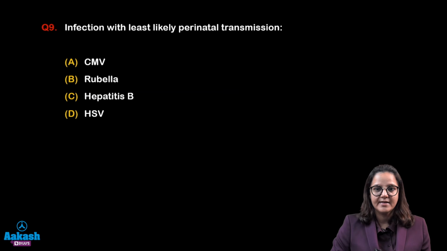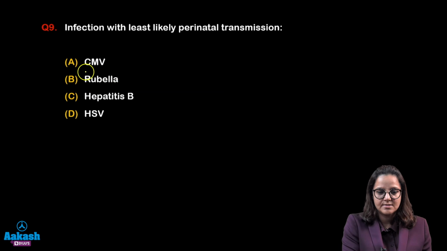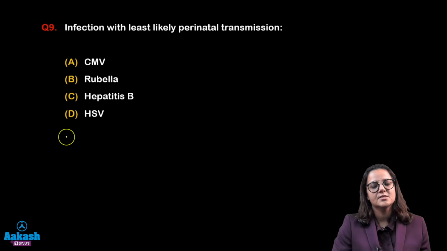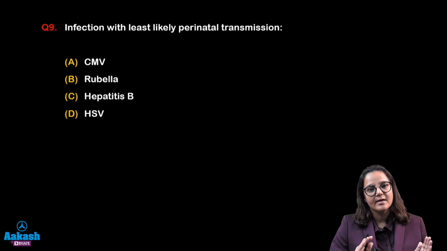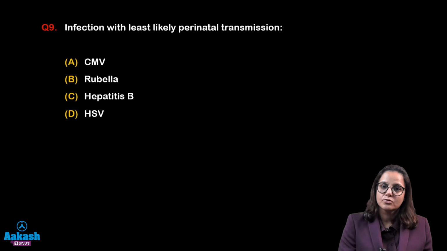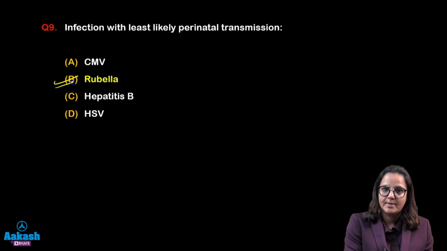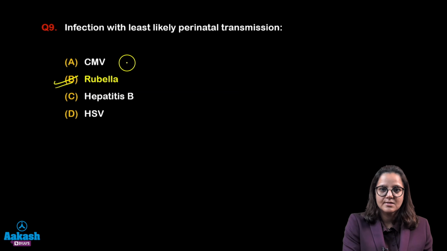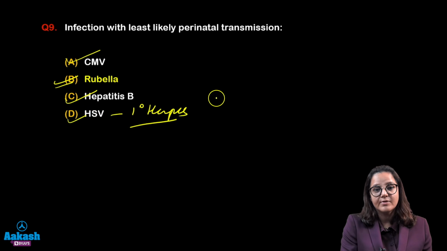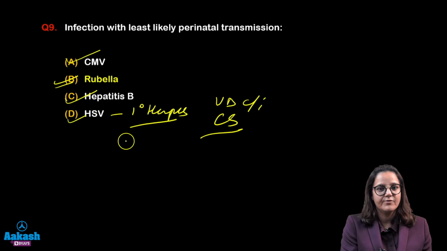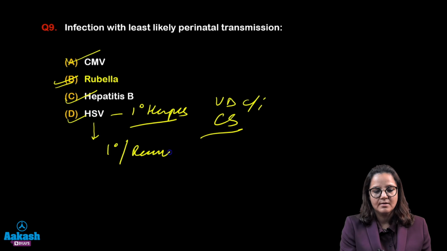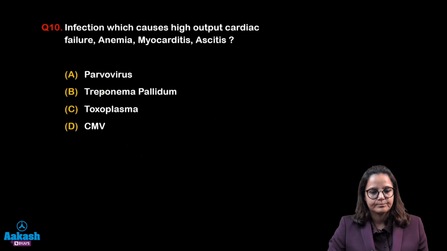Infection with least likely perinatal transmission. This was also a little tricky question which makes us think. So we have to think which is the infection which mostly affects the first trimester and wanes out as the pregnancy progresses. So there is only one infection in which this is happening, and that is rubella. Cytomegalovirus, there is increased transmission as the pregnancy progresses. Hepatitis B, definitely it is bloodborne and it can cause perinatal infection. Herpes simplex virus, well, if it is a primary herpes, then vaginal delivery is contraindicated, right? We go for a cesarean section. If it's a recurrent herpes, then we need not worry about that. But they have not mentioned over here whether it's primary or recurrent. So therefore the answer of choice is rubella.